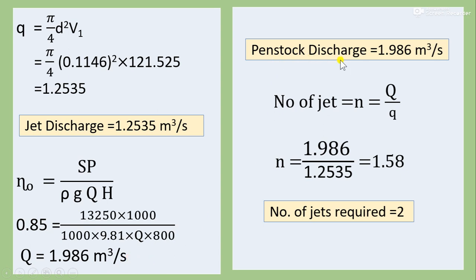It is what? Penstock discharge in meter cube per second. Now number of jets is what? It is the ratio of penstock discharge to the jet discharge. So here n is equal to the value we get. If this value is more than 1.58, it means it is near, we have to take the higher value, that is 2. So number of jets required in this example is equal to 2.